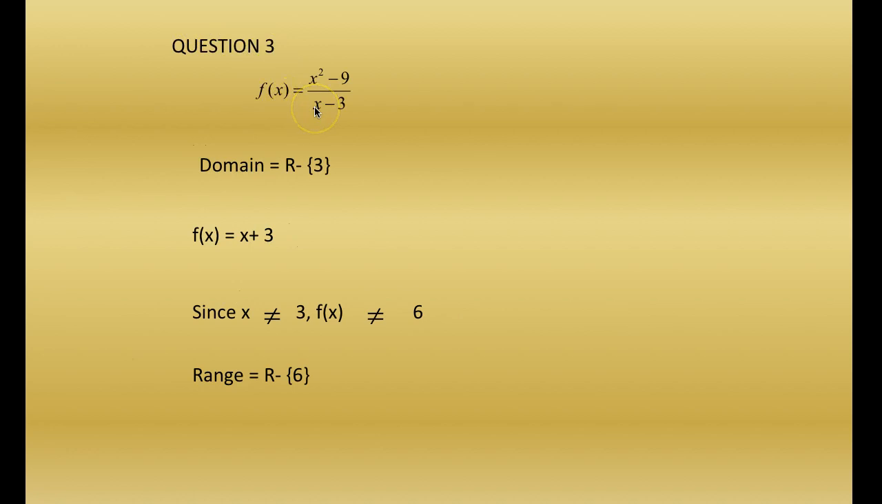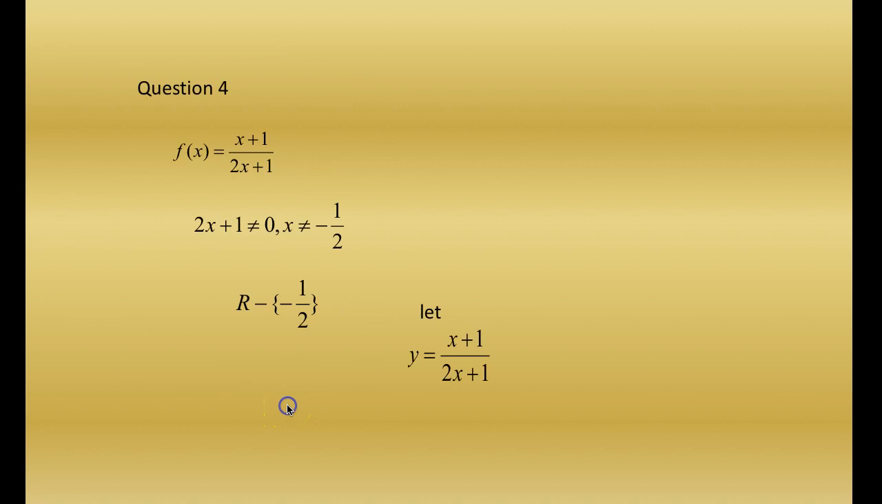Question 3. f(x) equal to x squared minus 9 by x minus 3. Here your domain is R minus 3 because x minus 3 cannot be equal to 0. If we were to factorize x squared minus 9 as x plus 3 into x minus 3, your f(x) would be x plus 3. Since x not equal to 3, f(x) cannot be equal to 6. So your range is R minus 6.